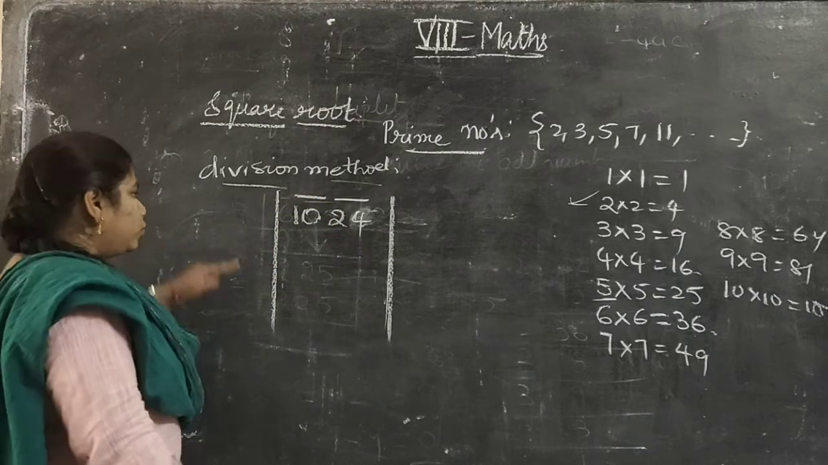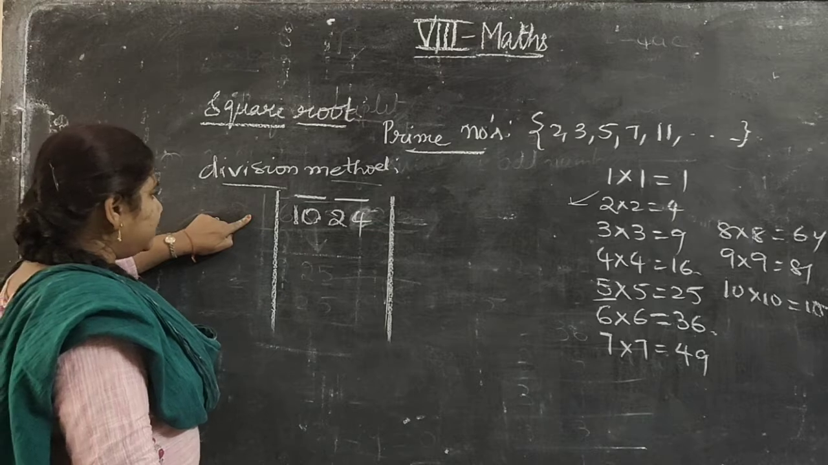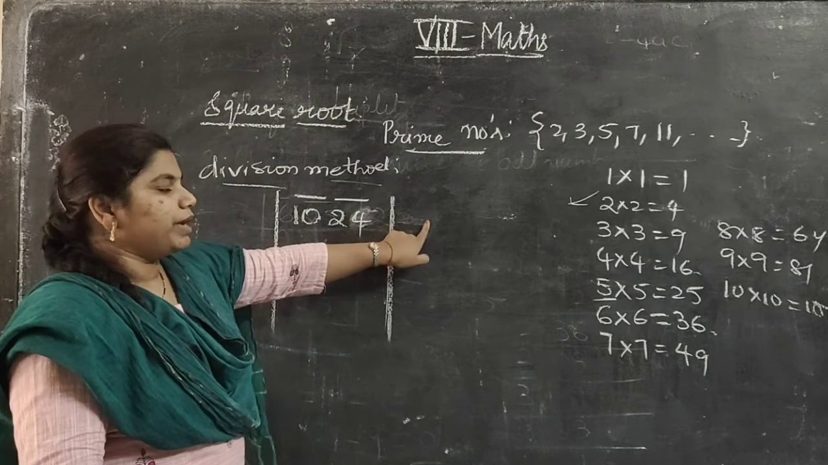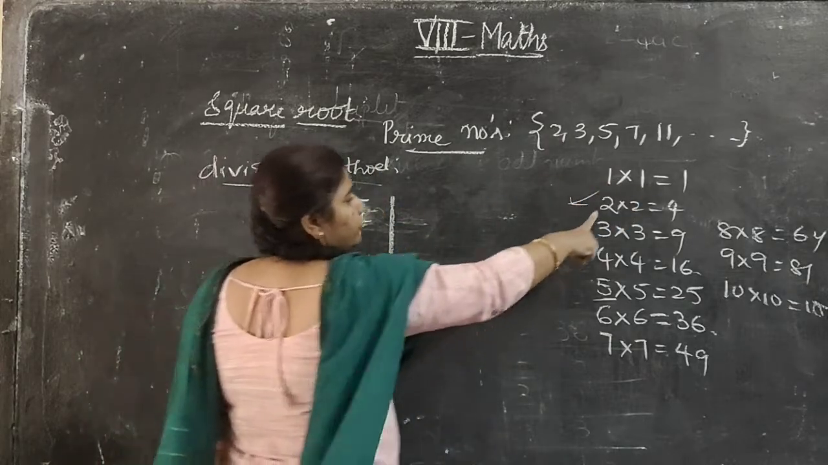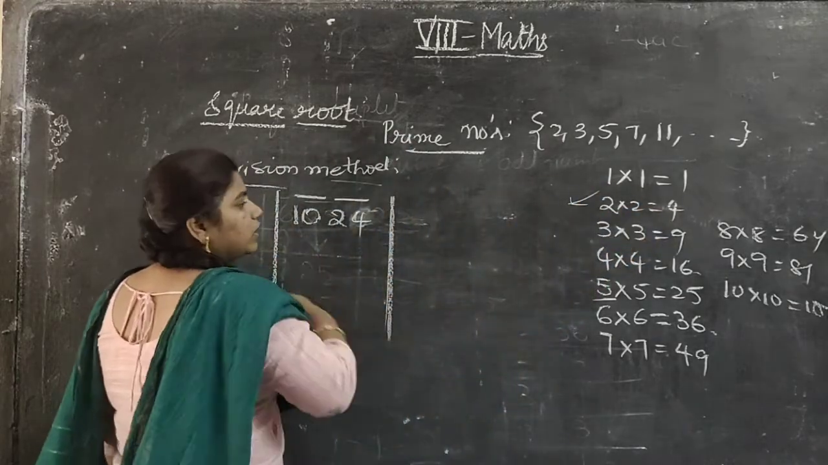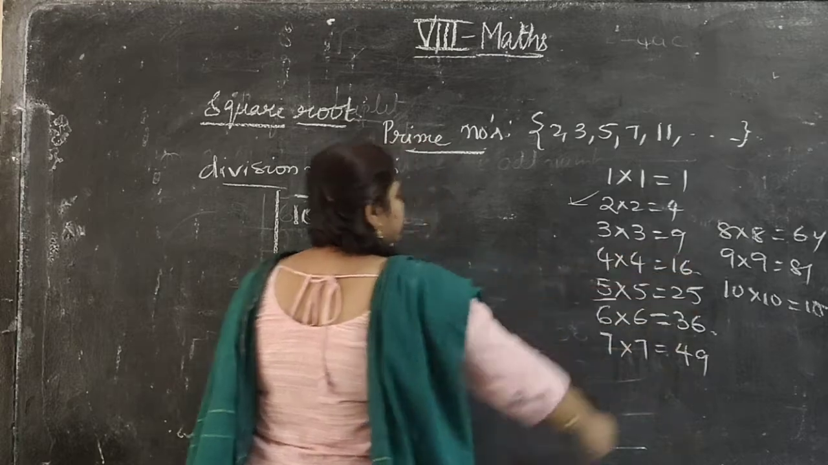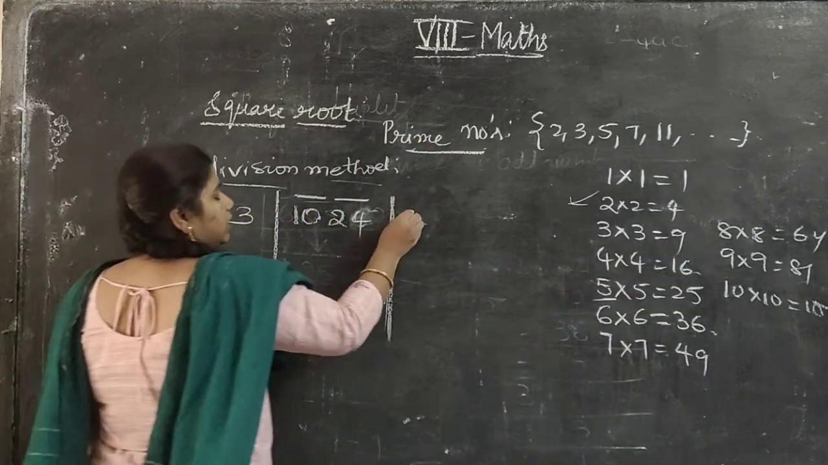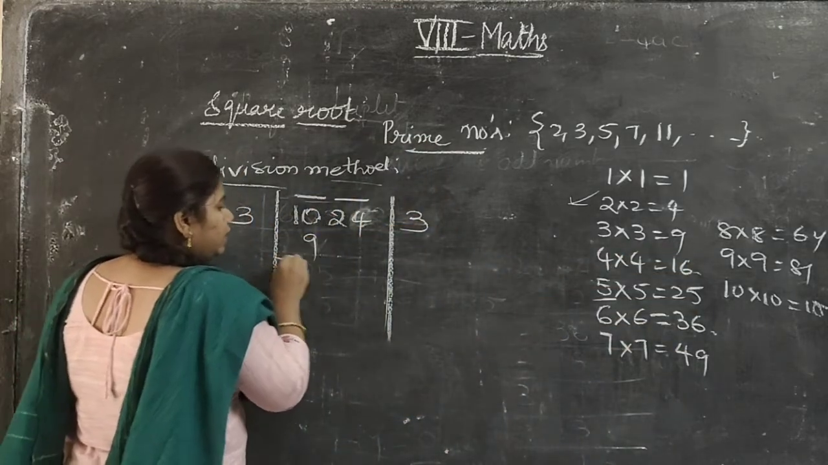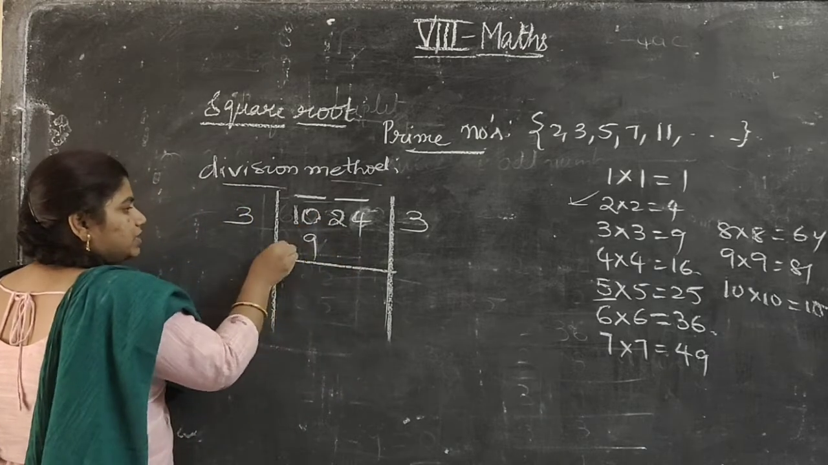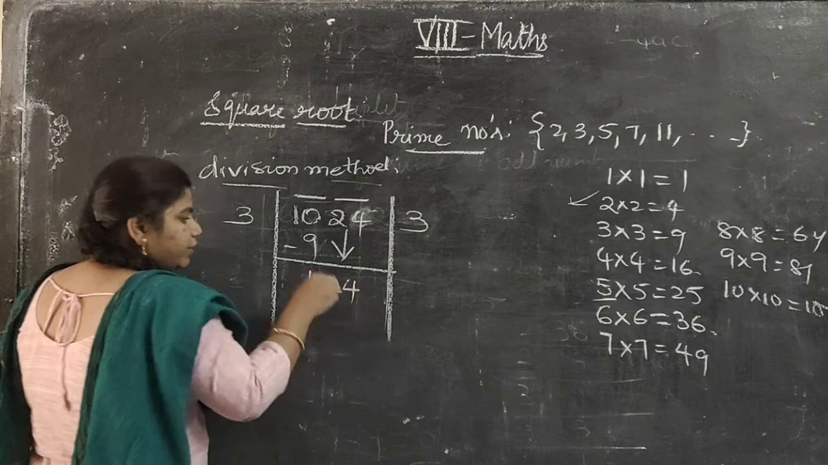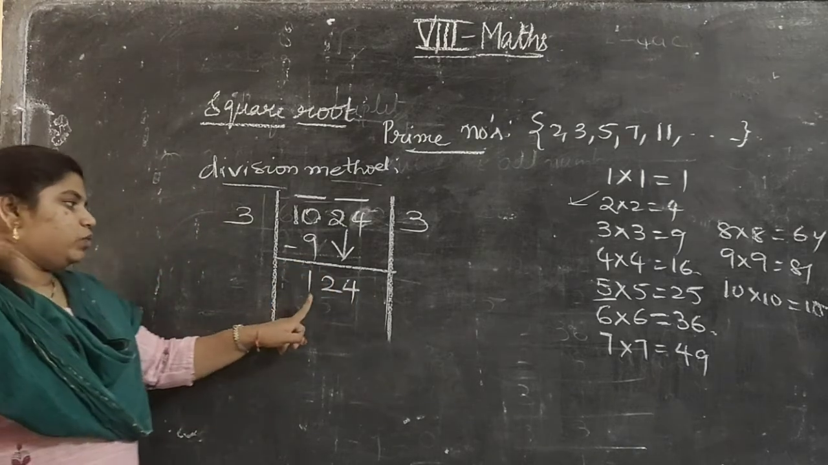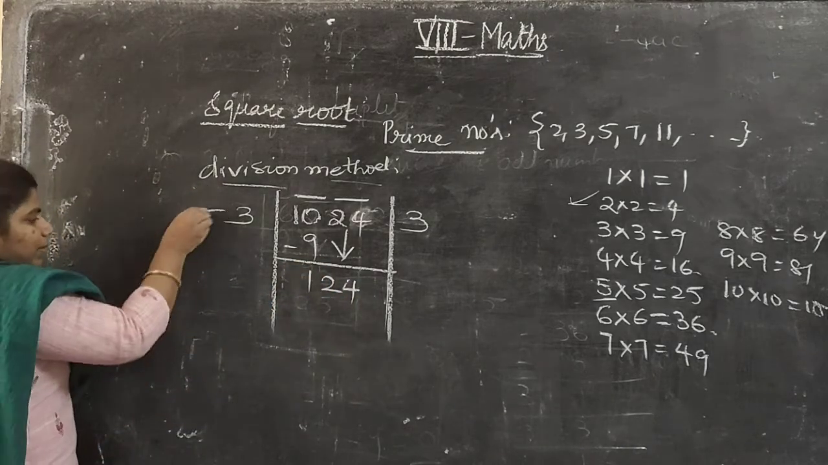Now what we have to do? Whichever number you multiply on this side, the same number should be multiplied here also. So 1 one is 1, which is a smaller value. 2 twos are 4, that is also a smaller value. 3 threes are 9, so we can take 3 threes are 9. Subtract this: 10 minus 9 will be 1. Bring this whole pair, that is 24, down. That becomes 124.